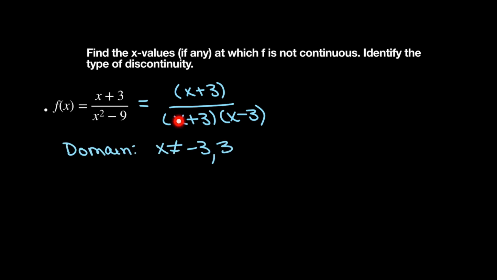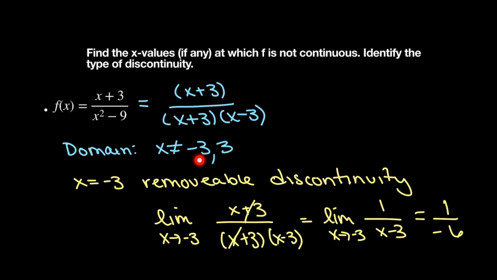To find its domain, I know that the denominator can't equal 0. Division by 0 is undefined. So that means x cannot equal negative 3 or positive 3. So I have two discontinuities. The function is not continuous at negative 3 and at positive 3. x equal negative 3 would be a removable discontinuity, and the reason is because there's a common factor of x plus 3. Anytime your 0 of the denominator comes from a common factor, it is going to be a hole in the graph or a removable discontinuity.